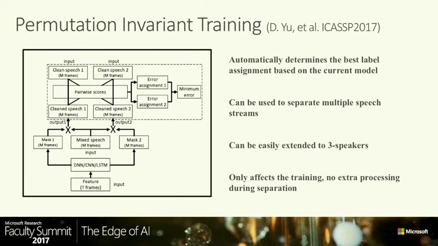The PIT training can automatically determine the best label assignment based on the current model, and it can be used to separate multiple speech streams. It can also be easily extended to even more speakers, 3 speakers or 4 speakers. Another advantage is that it only affects the training, with no extra processing during the separation. This picture shows the architecture for the PIT training. You can see the main difference is on the top. It will do the pairwise scoring on the outputs to determine the best label target assignment.